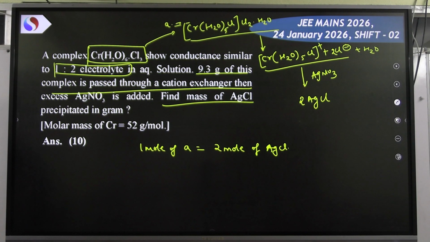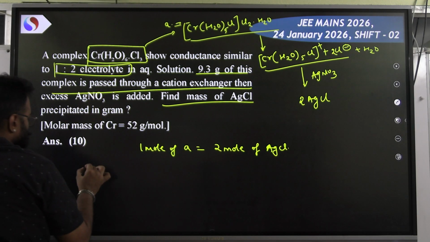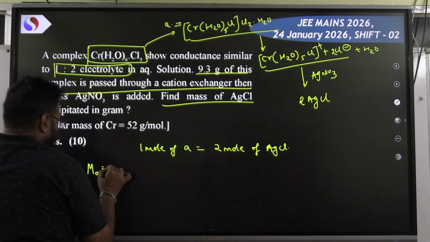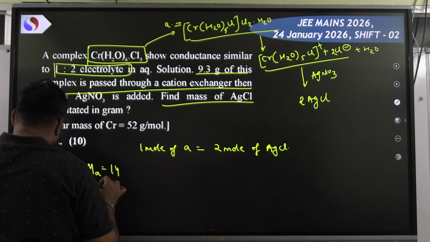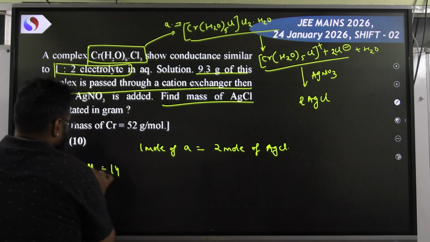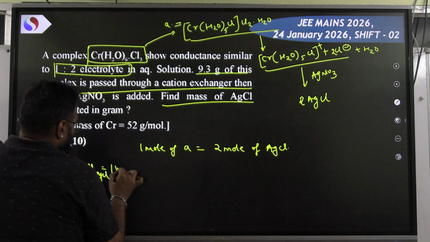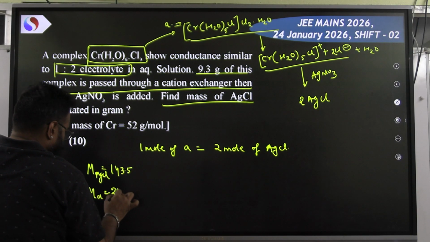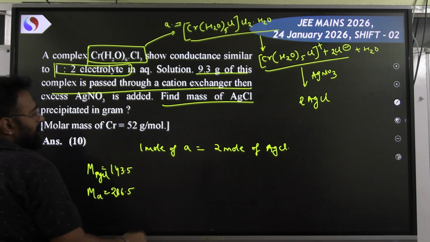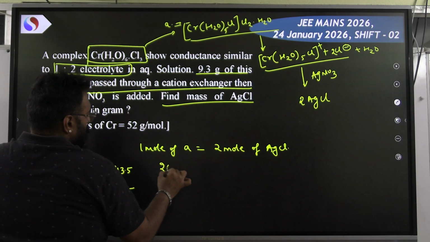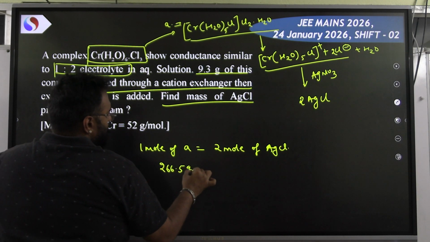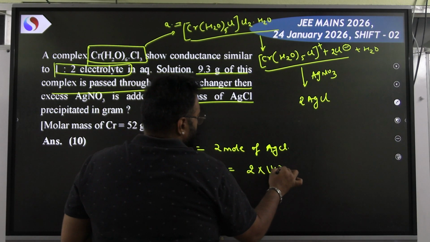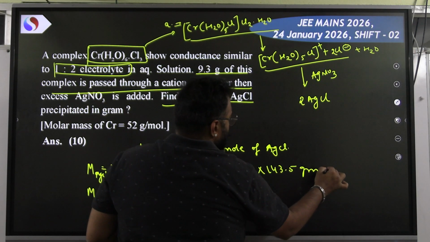Now, what will be the molar mass of the compound A? The molar mass of A is how much? The molar mass of compound A, with AgCl being 143.5, is 266.5. I have calculated. So 1 mole, matlab 266.5 gram of A, is equal to 2 into 143.5 gram of AgCl.